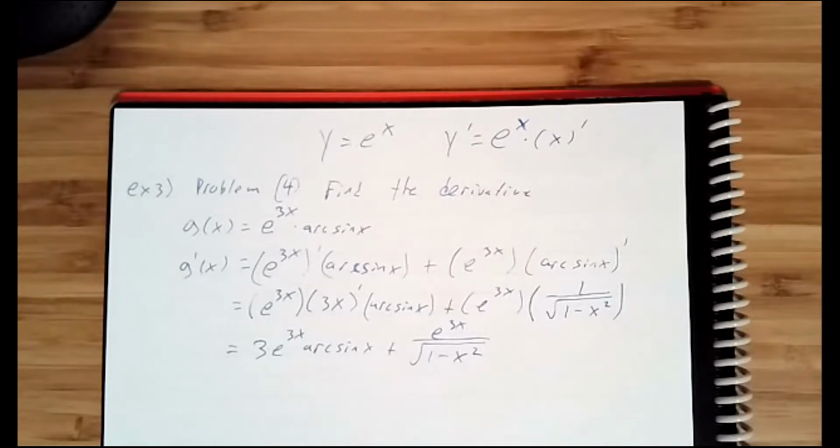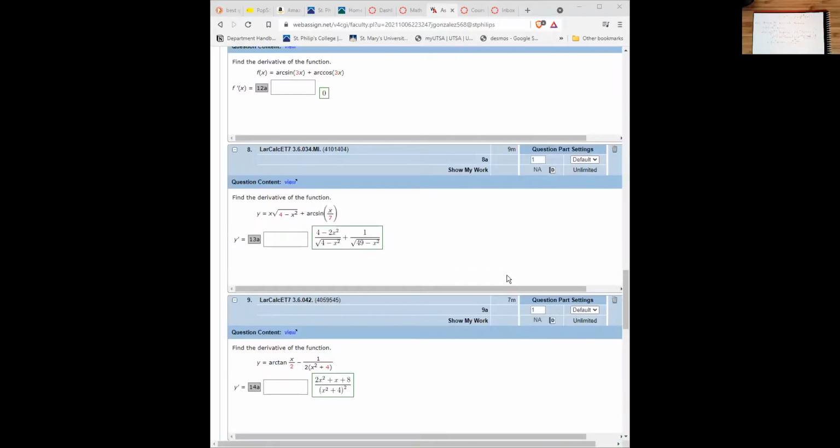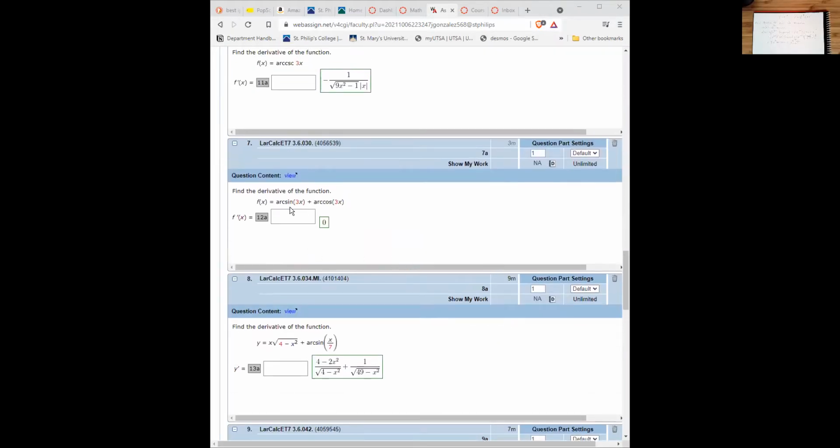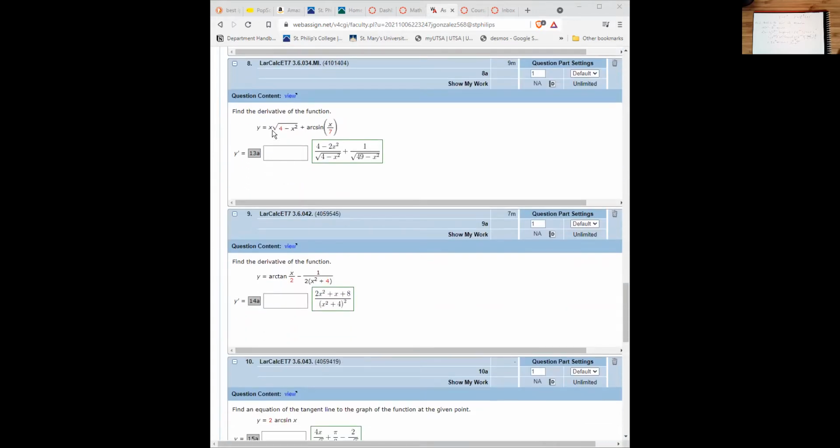You want to do another one? Let's see here. This one has two arc functions with the chain rule in it. It looks like they're going to cancel out and give you a 0. This has a product rule, and during the product rule, you're going to have a chain from the inside. This will just be the formula that I showed you.